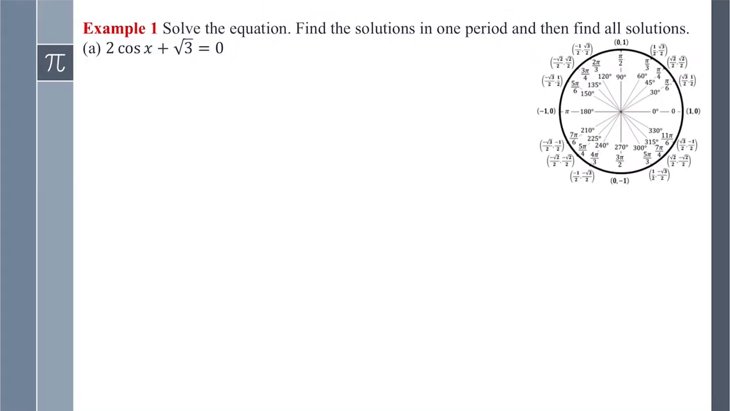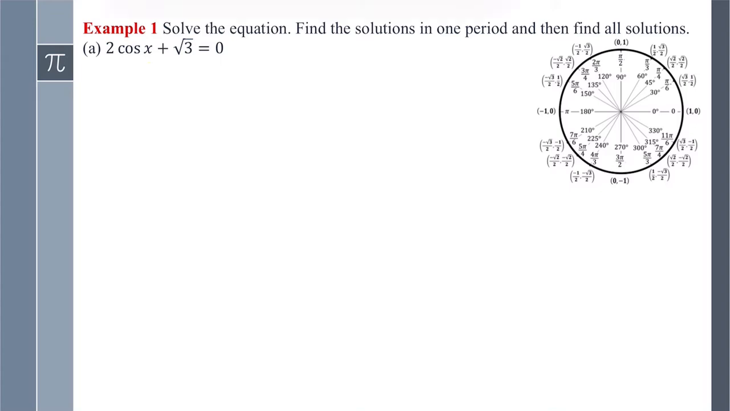So let's look at the first example. Solving a trigonometric equation means we are going to find the value of the variable, which in this case is x. So we'll find the value of x, and basically that would be an angle. This is the same as solving any algebraic equation. We'll isolate the x and then find its value.